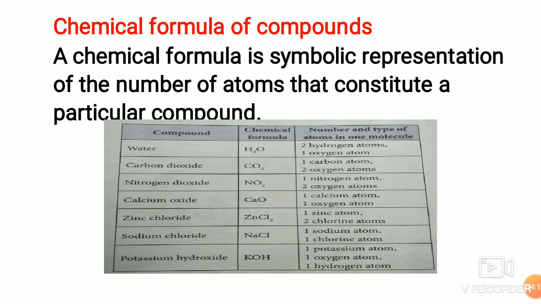Zinc chloride, ZnCl2. Sodium chloride, NaCl. Potassium hydroxide, KOH. So children, I think we have gained so much of information about it, right? Theoretical information as well as the practical information, the information that we can see or we are surrounded by in our daily lives.